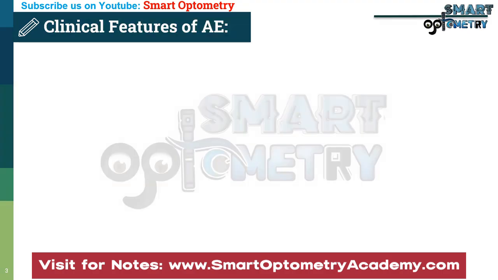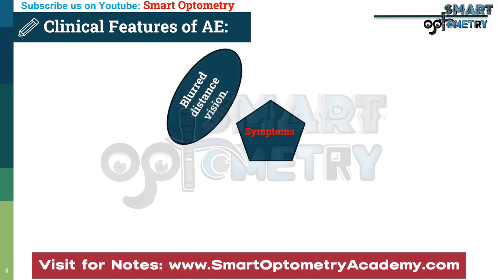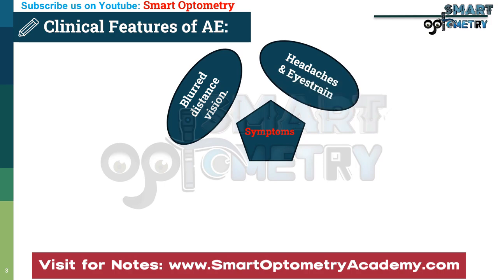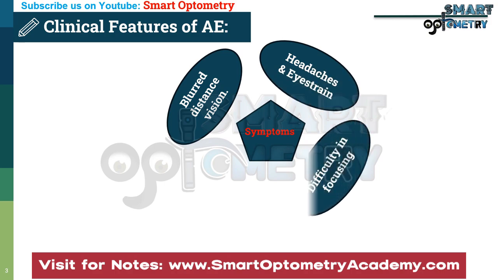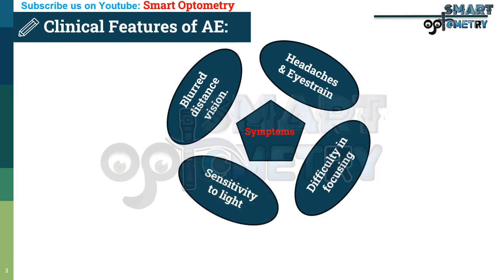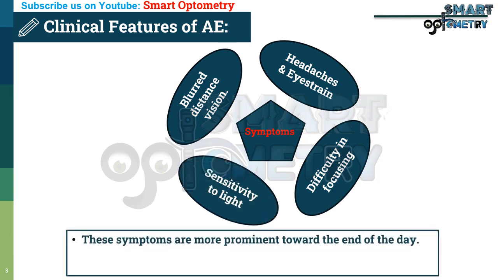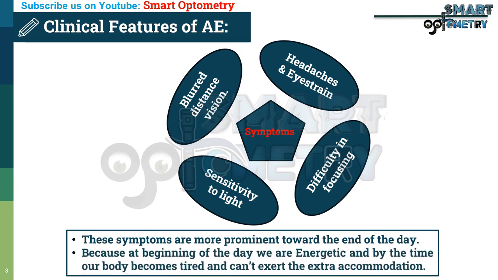Now let's see the clinical features of accommodation excess. Symptoms: blurred distance vision more prominent after near work, headache and eye strain after a short period of reading, difficulty focusing from far to near, and sensitivity to light. These symptoms are more prominent towards the end of the day because at the beginning of the day we are energetic, but by the end our body becomes tired and can't exert the extra accommodation.